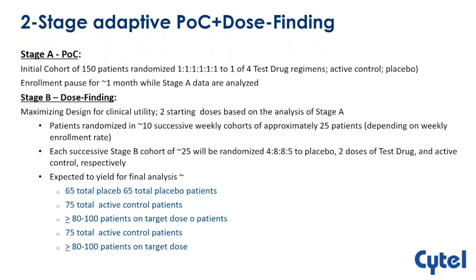And the expected yield from the simulation was 65 placebo patients, 75 active control patients, and 80 to 100 patients on the dose with target level of response. Sorry for the typo there. There's some extra information, but that's what the simulations yielded.